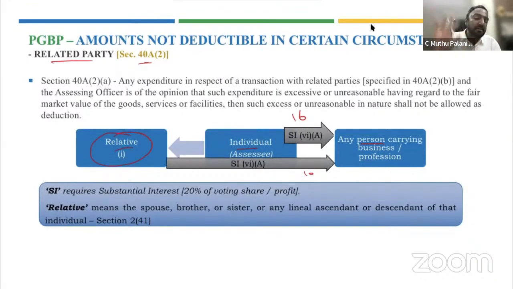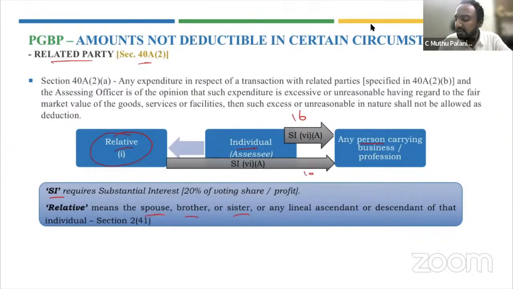There are a lot of other related party definitions under 40A2, which are mostly for final, because they are about companies, partners, and other things. What will be tested here is only on individuals. As far as an individual is concerned, there are only a couple of related parties. On one side, it is a relative of the individual. On the other hand, the individual and the relative having substantial interest in another business on a combined basis is automatically covered under any person carrying on business or profession. We already discussed substantial interest.